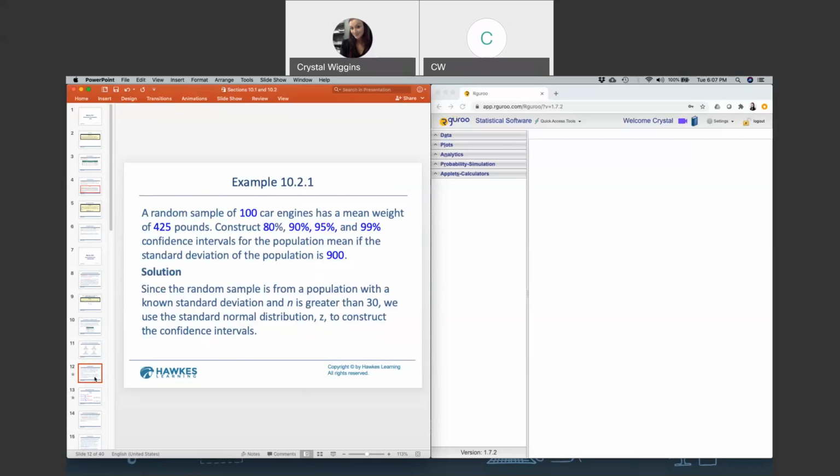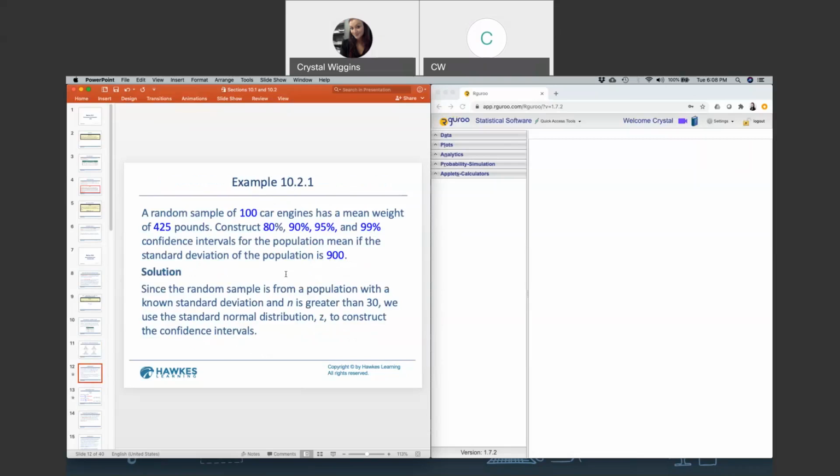Now, first example, a random sample of 100 car engines has a mean weight of 425 pounds. Construct the following confidence intervals for a population mean if the standard deviation of the population is 900.